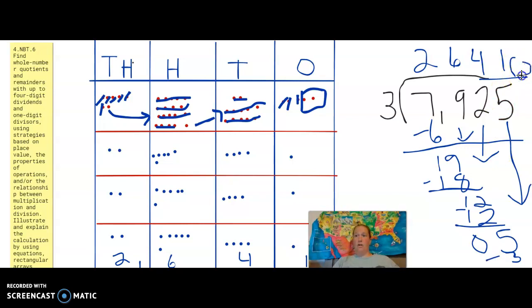And we match our place value. Awesome, 2,641 with a remainder of 2. Okay, so this is a lot of work.